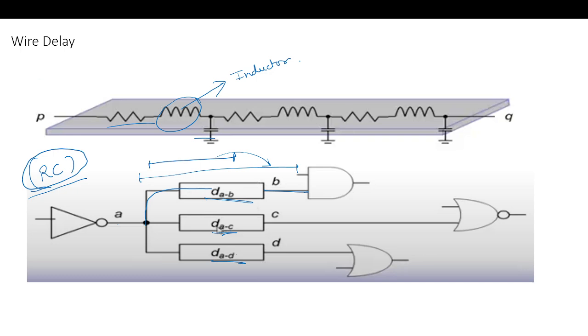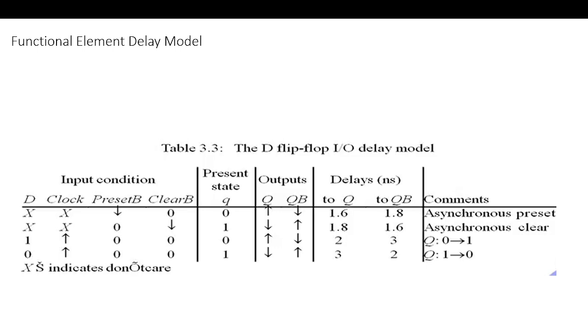So it takes a finite amount of time for a signal to propagate along the wire. And next is the functional element delay model.